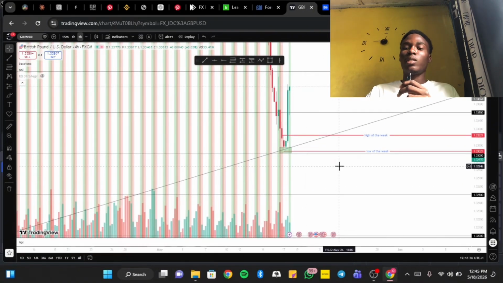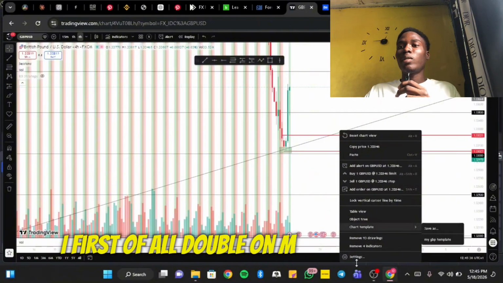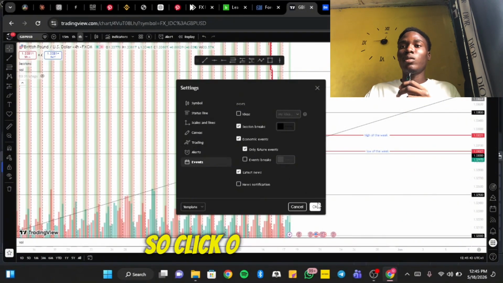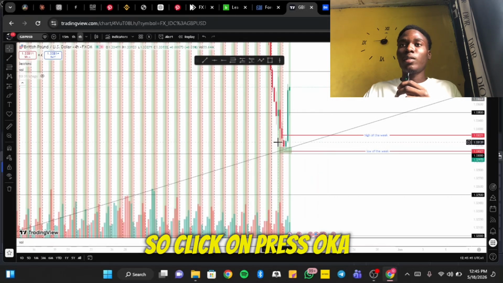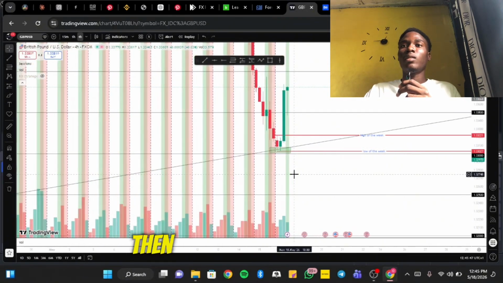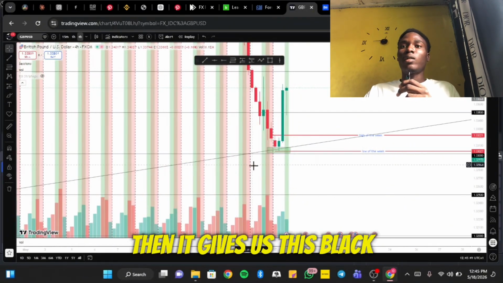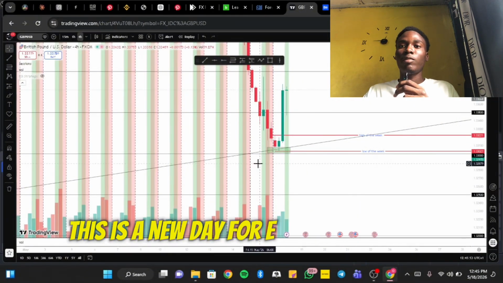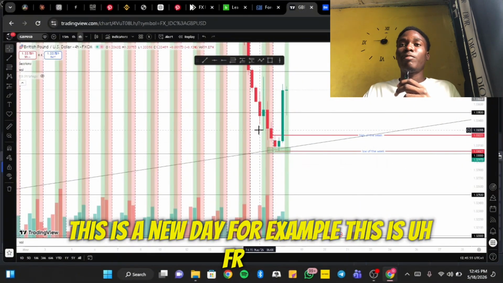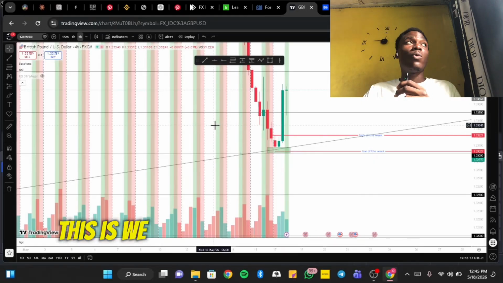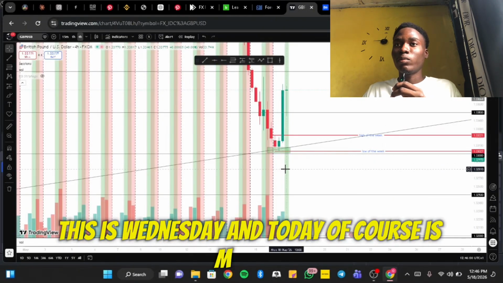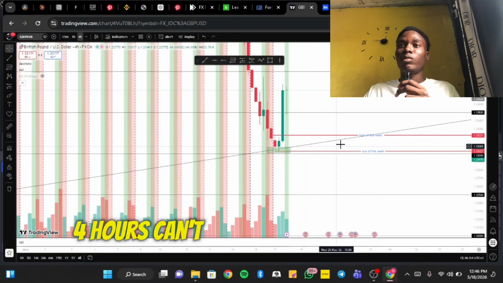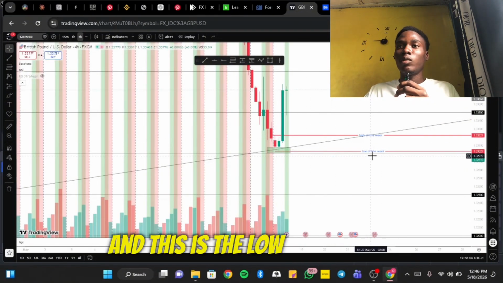And how do I know that? I first of all toggle on my session break, press OK. Then it gives us this black dotted line to signify that this is a new day. For example, this is Friday, this is Thursday, this is Wednesday, and today, of course, is Monday. So this is the high and the low of the first 4 hours. This is the high of the week, and this is the low of the week.